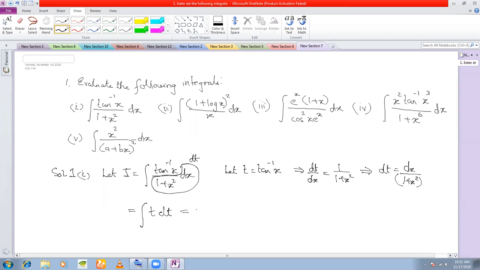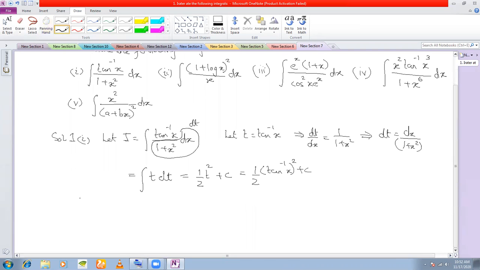So clearly your integration of t dt is half of t square, right? x to the power of n plus 1 by n plus 1 plus a constant, which is equal to half of, now put back the value of t, tan inverse x whole square plus c. So this is your solution for the first one. Let us see the next one.